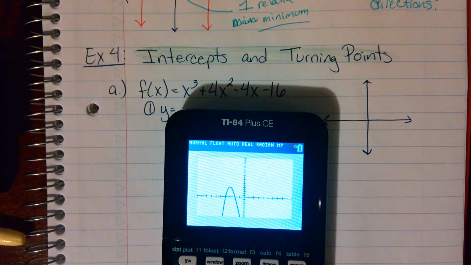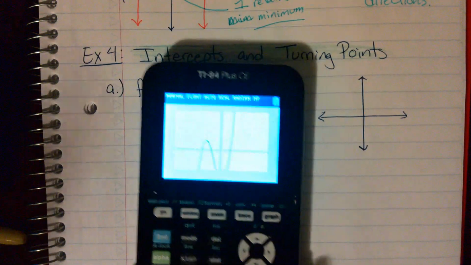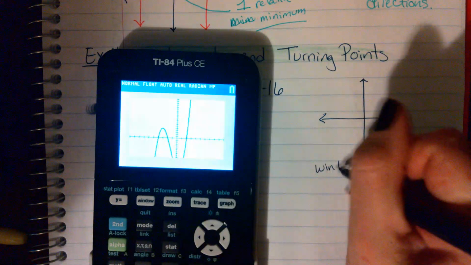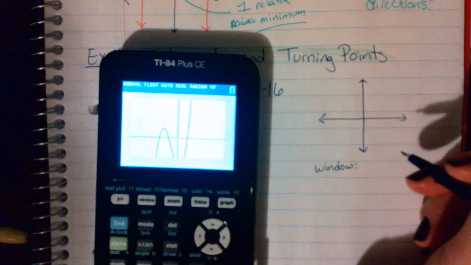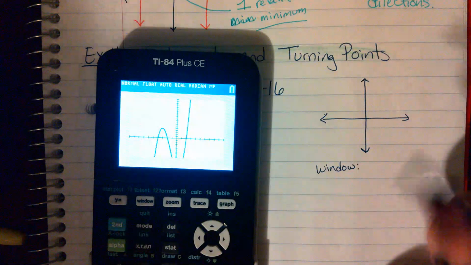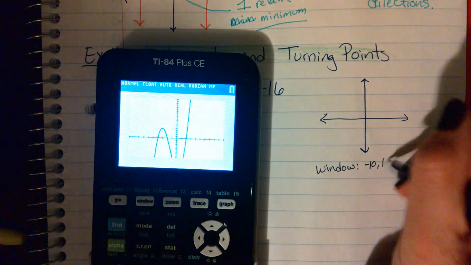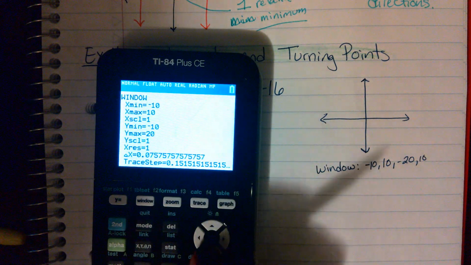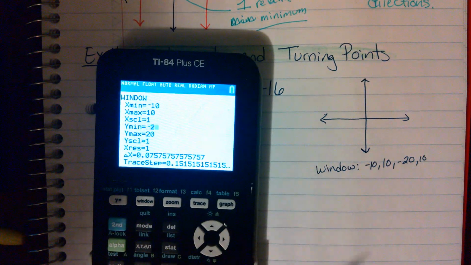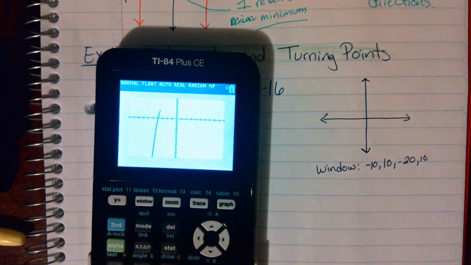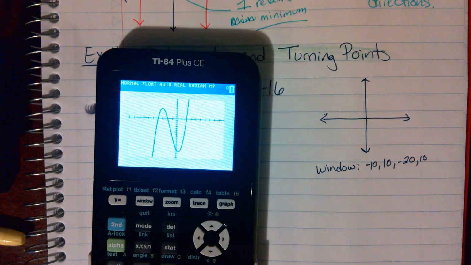I might have to adjust my window here. I do. Okay, so I'm going to go ahead and change my window so I can see all of my intercepts. I can see my x-intercepts, but I cannot see that y-intercept because it goes down. So I'm going to do negative 10, positive 10, negative 20, positive 10. Let's see if that'll do it. My camera's having trouble focusing here.